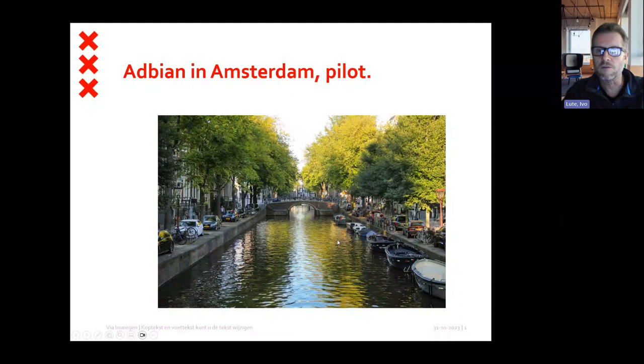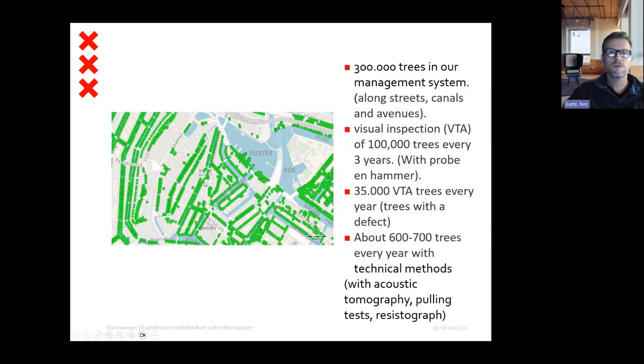Now, as you can see, we have a lot of nice trees along the canals of Amsterdam. We've got about 300,000 trees in Amsterdam. That's only the trees counted in streets, canals and avenues. We've also got trees in parks like that, but not every tree is in our management system. As you see, this is a screenshot of what I call our registration system. Every single tree in Amsterdam is registered in this system.